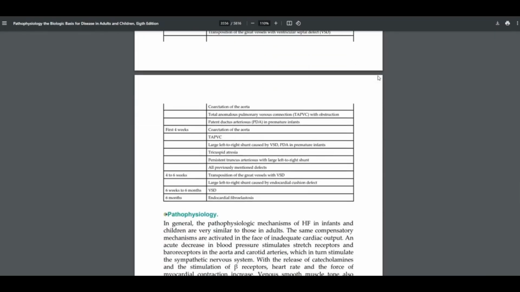And 4 to 6 weeks, transposition of the great vessels with VSD, large left to right shunt caused by endocardial cushion defect. 6 weeks to 6 months is usually VSD, whereas at 6 months it's endocardial fibroelastosis.